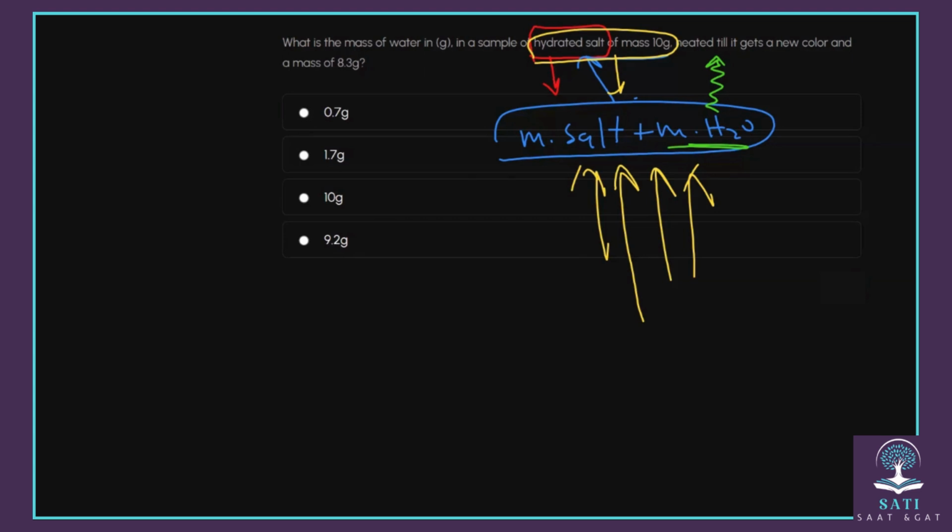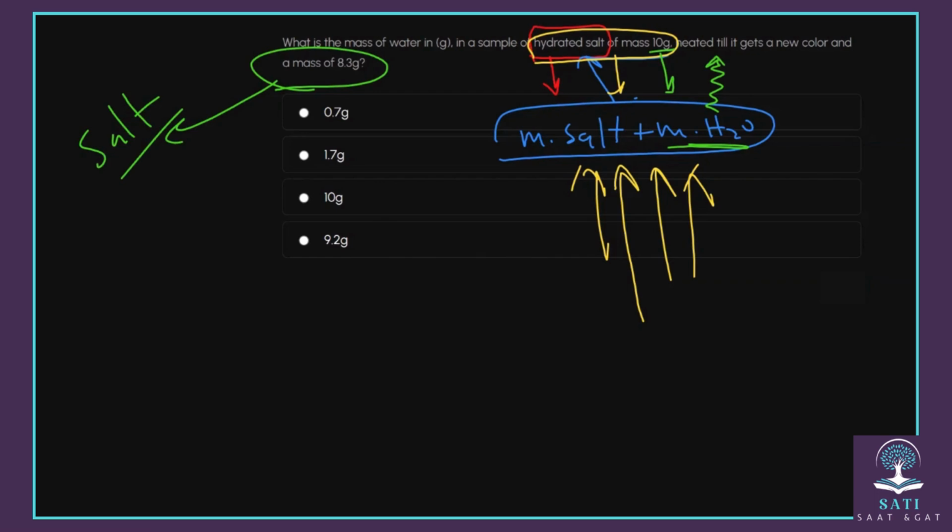So now, the mass is 10, and it represents, we said, the salt and the water. If we heat it now and we get a new color, that means the part of water is evaporated. The mass of water is evaporated. Now, the new mass here, as you see, which is 8.3, represents the mass of the salt alone without water.